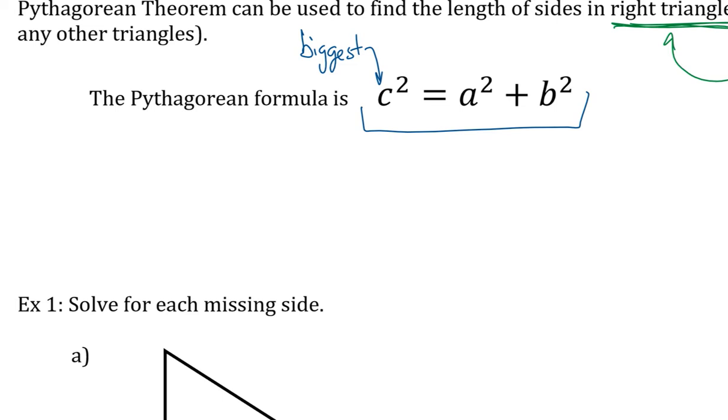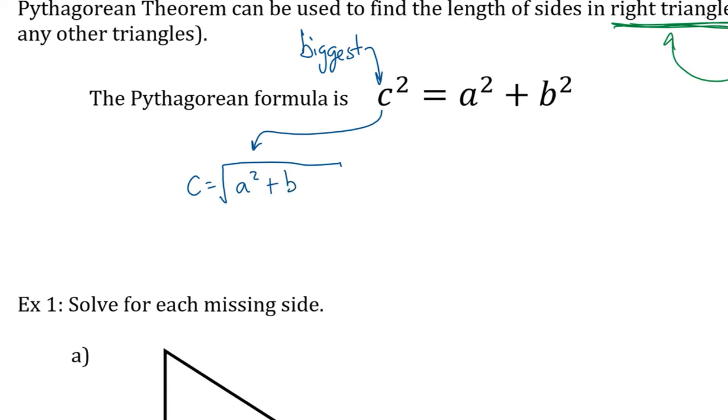In order to undo the things that are happening in the equation to find the unknown value, we have to do something about the squared. So if you are solving for C, you're going to take the square root of both sides. I know this might seem a little bit strange, but when I take the square root of C squared, I get C. And on the other side of the equation, I get the square root of A squared plus B squared. So you don't have to understand it.